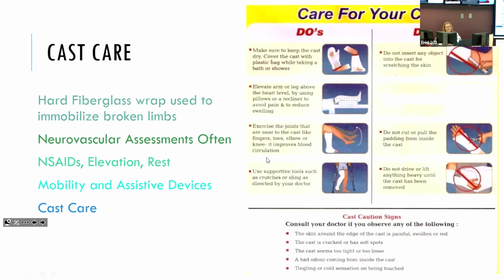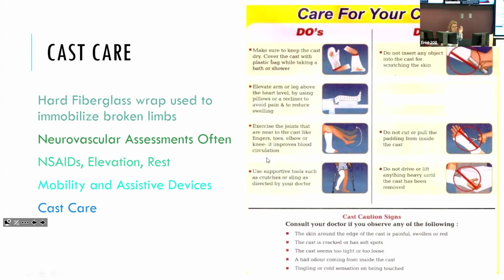And then caring for a cast. So the fiberglass casts are hard and they wrap around to immobilize broken limbs. So that's a hard cast, you know, do you want to sign my cast? Type of things. And with those, you want to always do a neurovascular assessment, and often, and you'd want to teach a parent or someone that's going home with a hard cast what to look for.